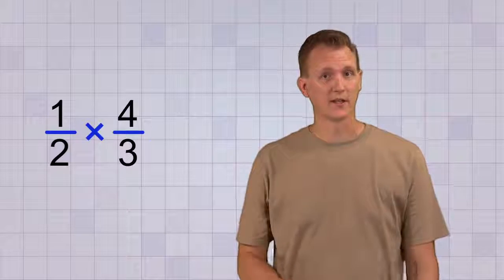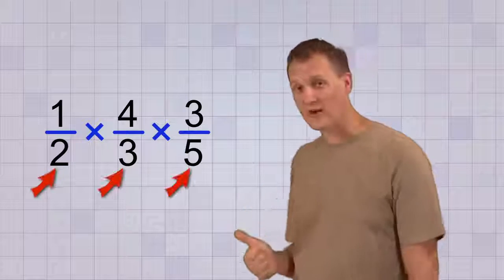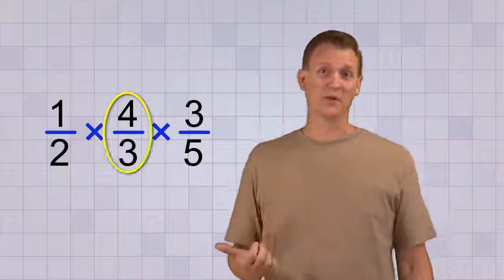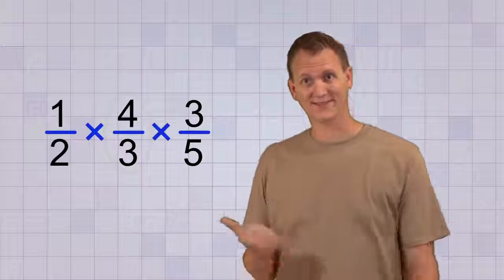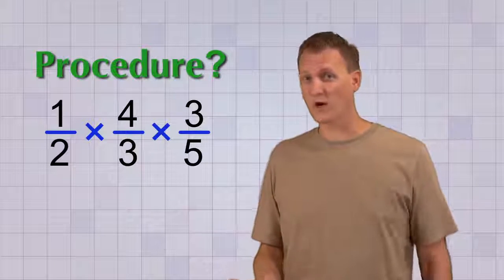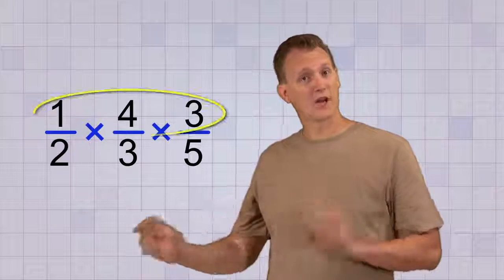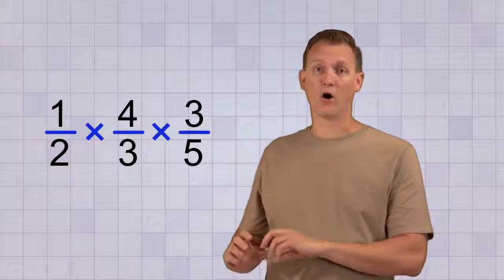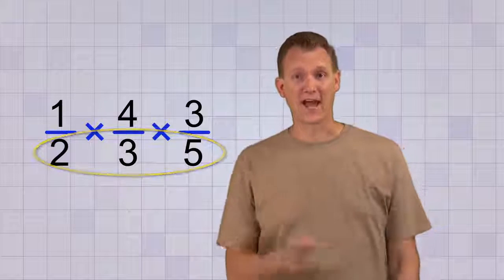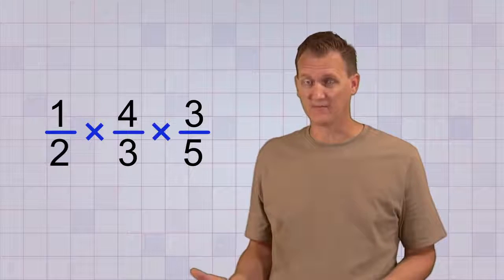Here it is. 1/2 times 4/3 times 3/5. Wait a minute, this has 3 fractions multiplied together, and the middle one looks like an improper fraction because its top number is bigger than its bottom number. Does our procedure work for this problem too? Yep, all we have to do is multiply all the top numbers together, and then multiply all the bottom numbers together, and we'll have our answer. And this will work no matter how many fractions we have to multiply.